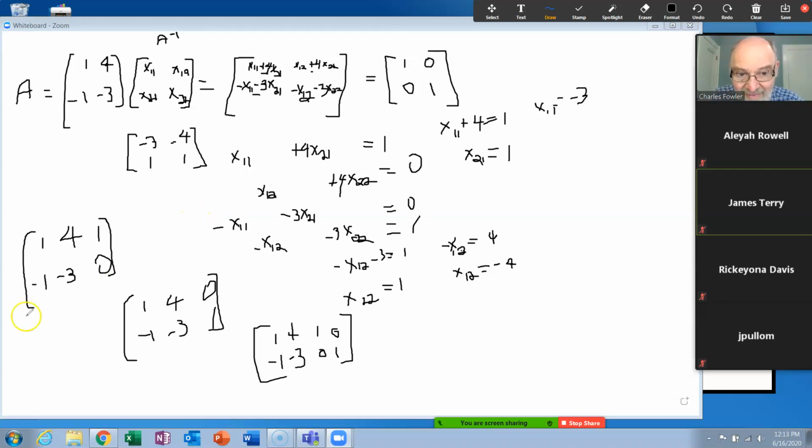So written in another way, if I can find my cursor, where is it? There it is. Okay. So what we did, we augmented the matrix A, I, did row reduction on it until it came out I. And what we wound up over here was A inverse. And that's just A inverse. Okay? So that's indeed what we did.